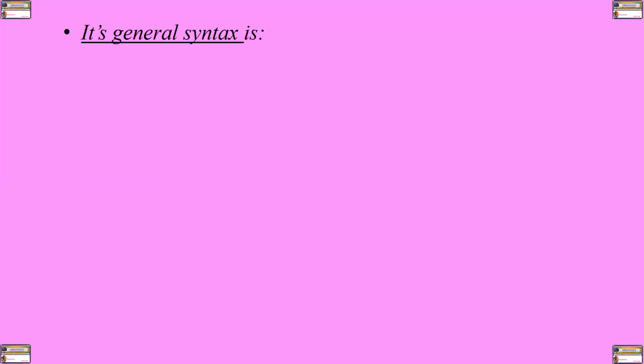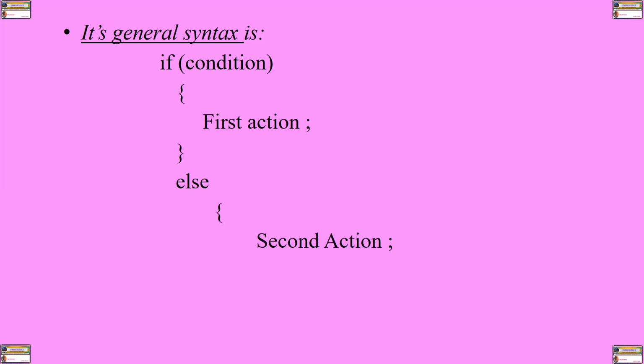So the syntax for the if-else control structure is as follows. If the condition is true, take an action. Otherwise, if the condition is not true, perform another action. So there's always an action to be taken when the condition is true or when the condition is false. An action is taken under the if part when the condition is true, and if the condition is not true, another action is taken under the else part.